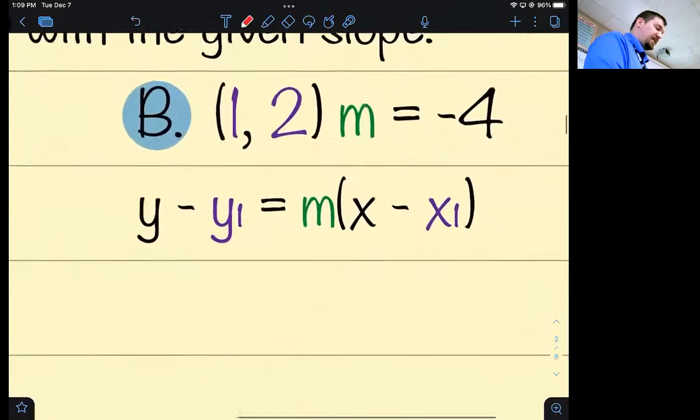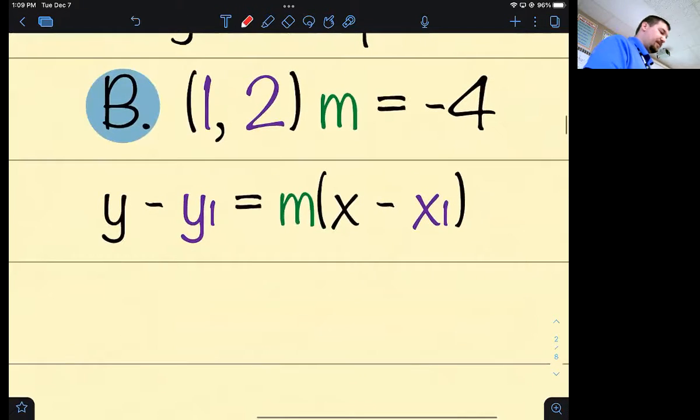Okay, how about this next one? Shane, you want to try this? Plug in all the numbers and tell me what you get for our point slope equation.